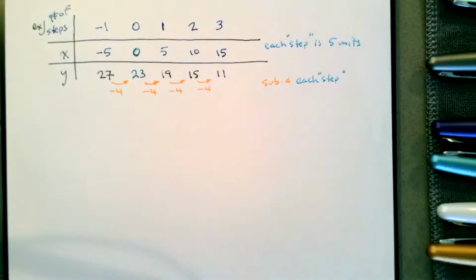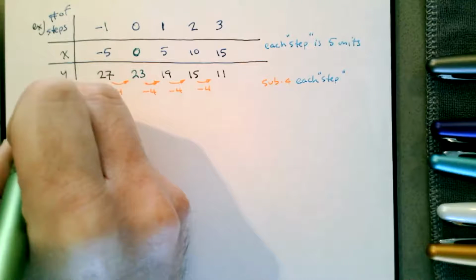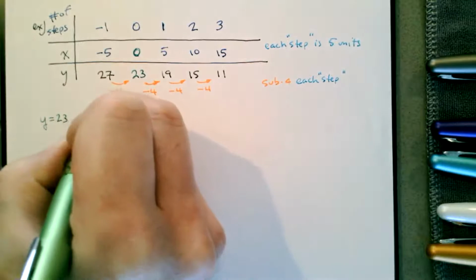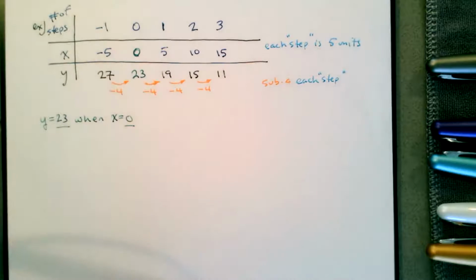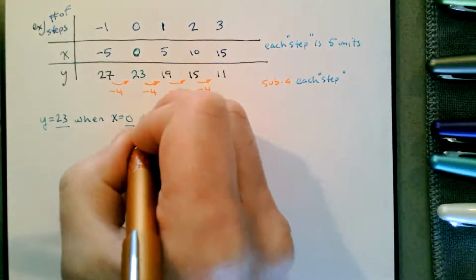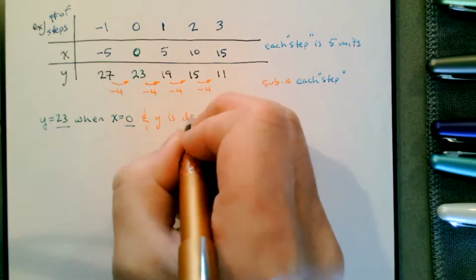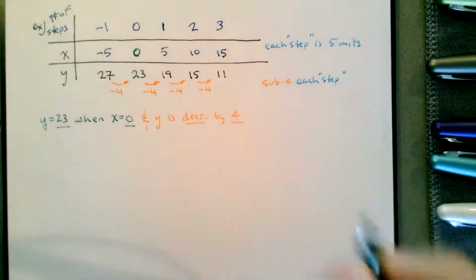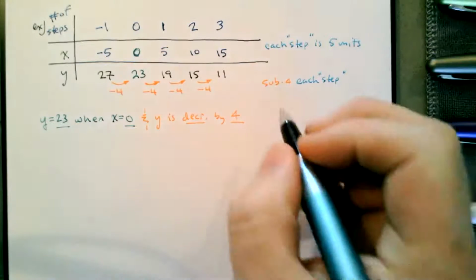We want to be able to describe what's going on with a sentence. So we'll still say that y is equal to 23 when x equals 0. That's any point as a starting value, a place to start. And we'll say that y is still decreasing by 4. But now instead of this happening every 1 unit, we'll say this happens every 5 units.